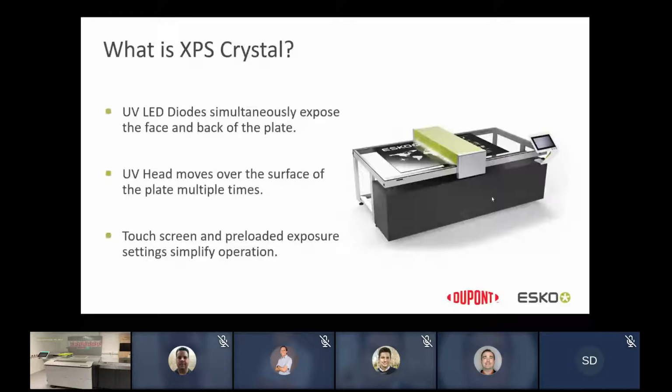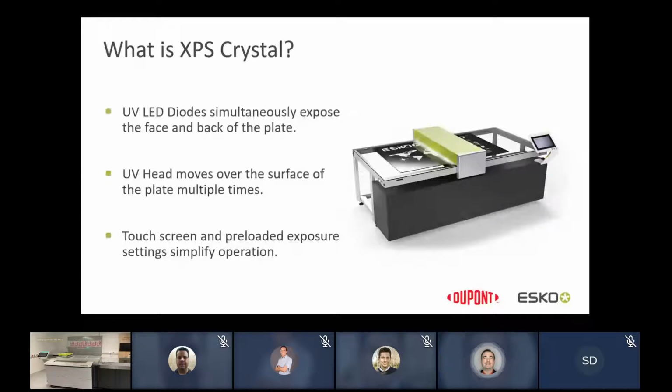Again, just touching on the surface of the XPS, there will be more detail tomorrow. What is the XPS Crystal? Let's first define what it is. It is an exposure unit. It does main exposure and back exposure simultaneously on the plate, using UV LED diodes. The UV head moves across the surface of the plate. In the image here, you see the green box. It moves across the plate, and you can change the speed.